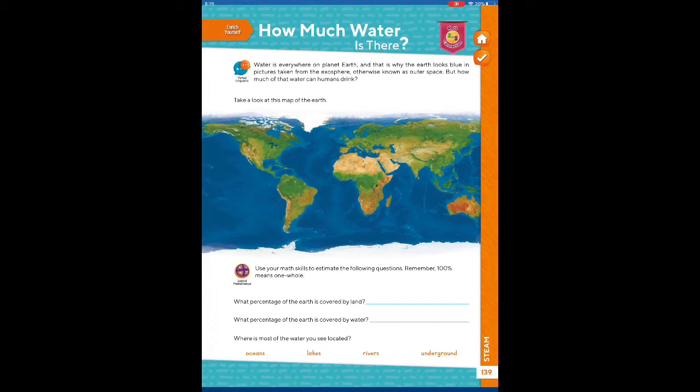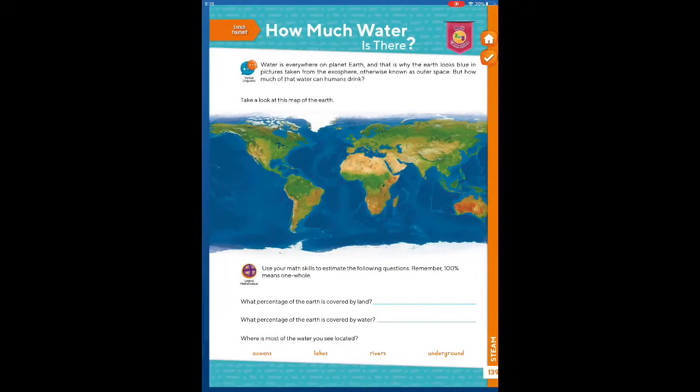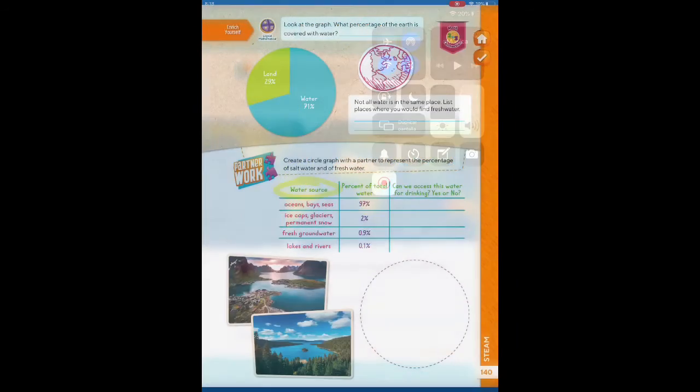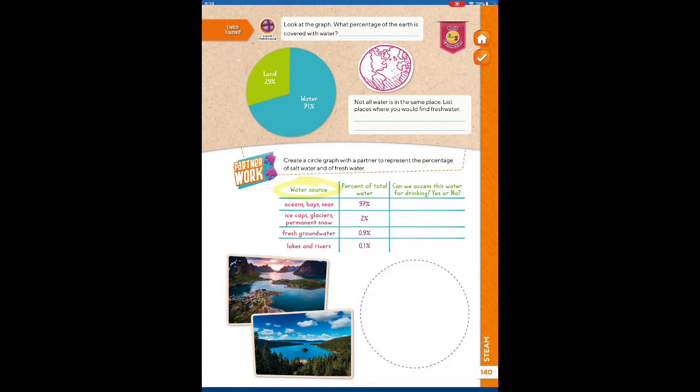Okay? So, now let's go to page 140, guys. Look at the graph, this one here. What percentage of the Earth is covered with water? You're going to write it on the line. Now, not all water is in the same place. List places where you would find fresh water. You're going to make a list of the places where you can find fresh water.